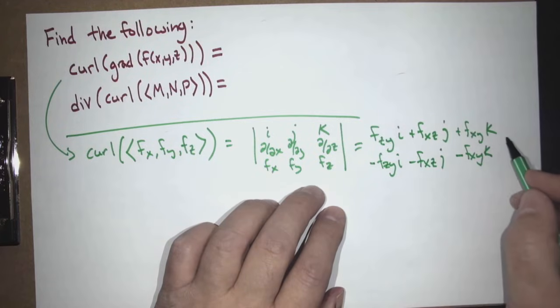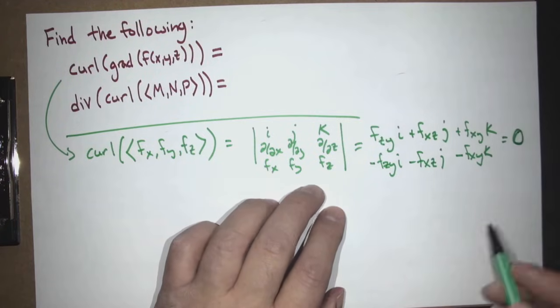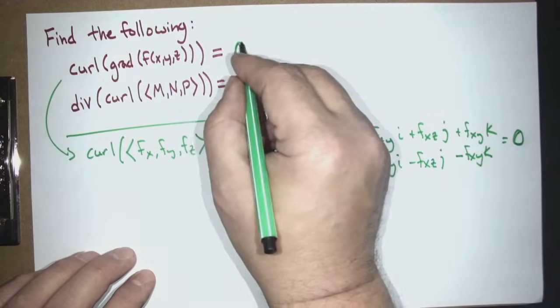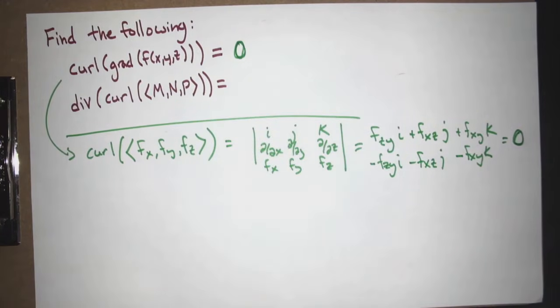What does that give you? 0. So it's always the case that the curl of the gradient is 0. By the way, if something is a gradient, we had an earlier name for it. What kind of functions are the gradient of something? They're not liberal, they're conservative. So the curl of conservative functions is 0.